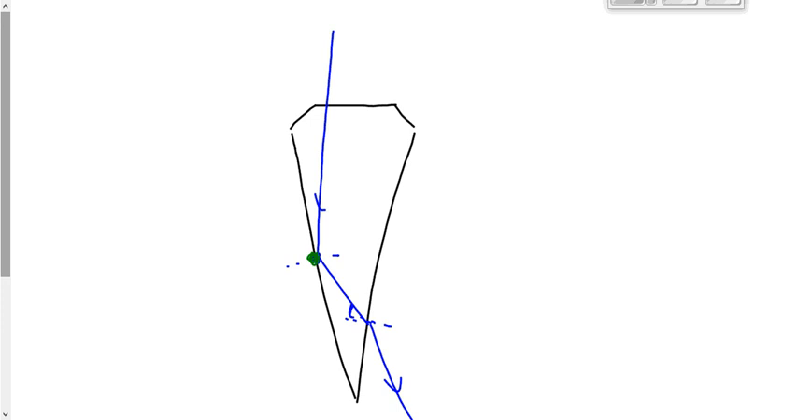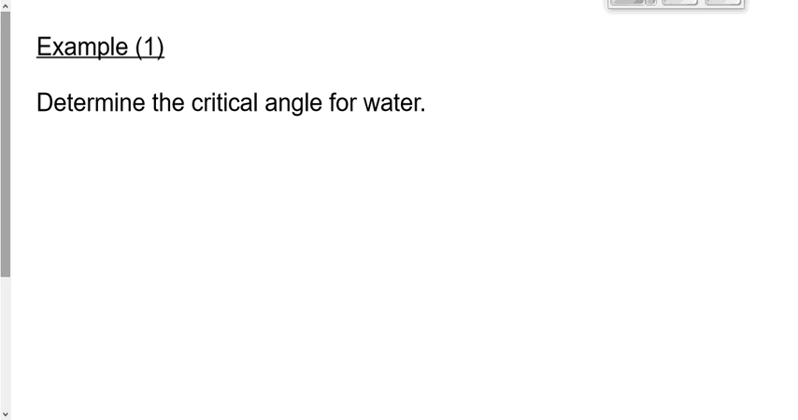How do you think we determine what the value of the critical angle is? I told you a second ago that the critical angle is small if the difference in index is big. But how do we determine what that critical angle is? Let's do one example to finish off the day, and then we'll pack it up. What's the critical angle for water? By the way, we're assuming air and water here, okay? Air and water.